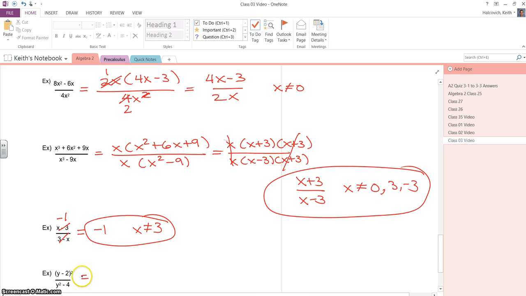The last one here, this is y minus 2 times y minus 2. And then y squared minus 4 is the difference of two squares, so y minus 2 and y plus 2. That means the restrictions are that y cannot equal 2 or negative 2, because that would make the denominator equal 0. Cross out one of the y minus 2's, so you get y minus 2 over y plus 2 with those restrictions.